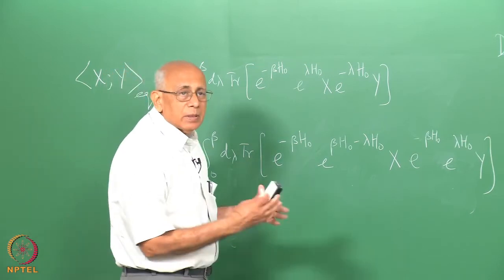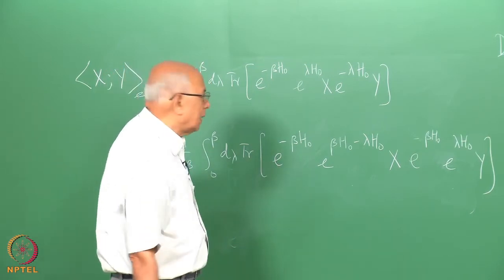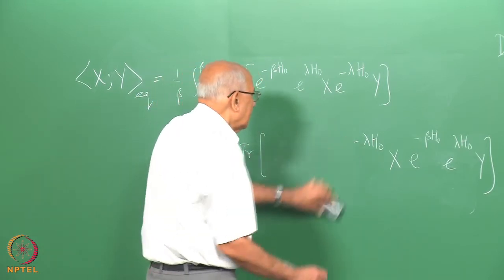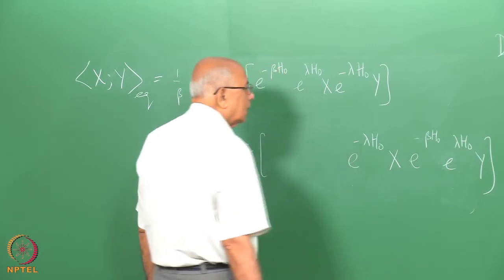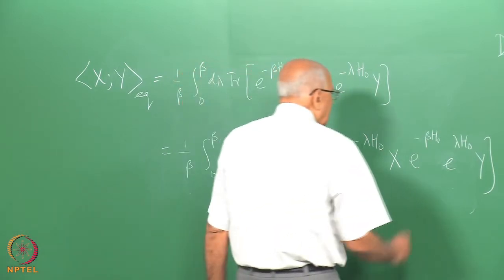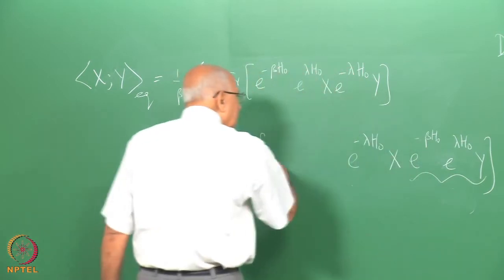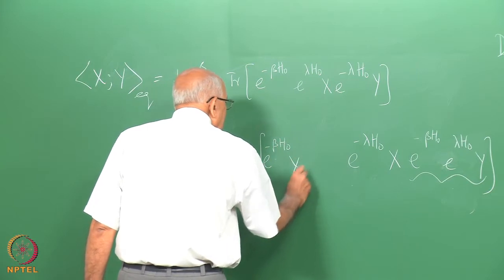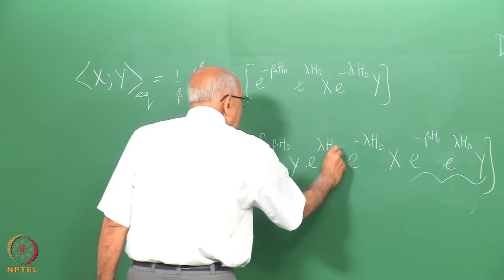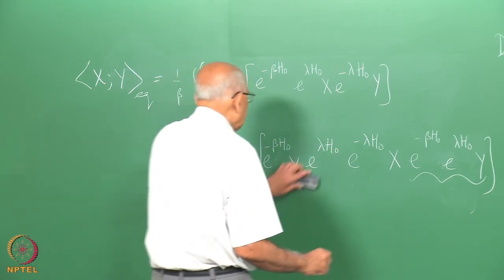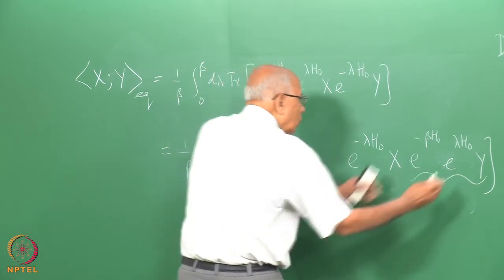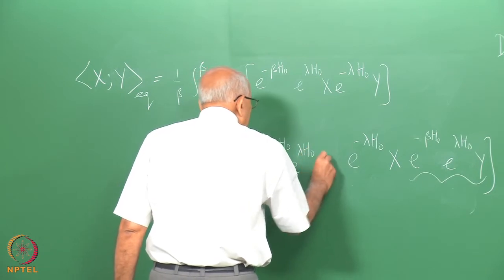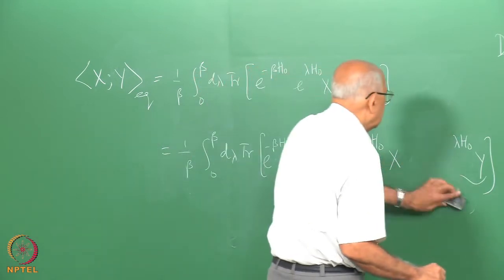Just changing variables of integration. I remove the prime after I change the variables. So these factors go away, and you have e to the minus lambda H naught here. And now move this across to this side. So you have e to the minus beta H naught Y e to the lambda H naught. So I move this whole block as it is, e to the lambda H naught Y, and that's gone.